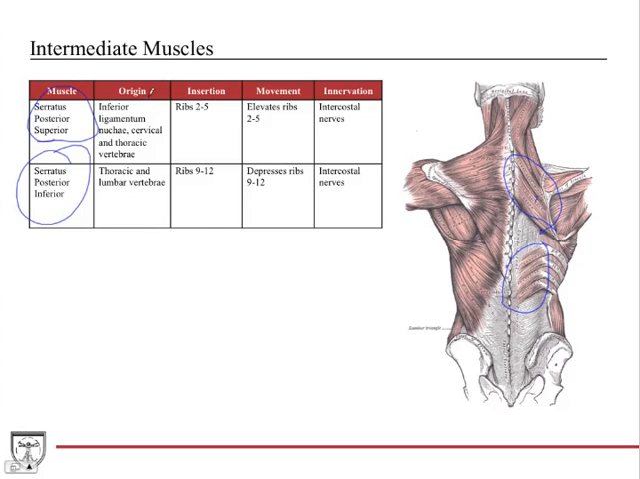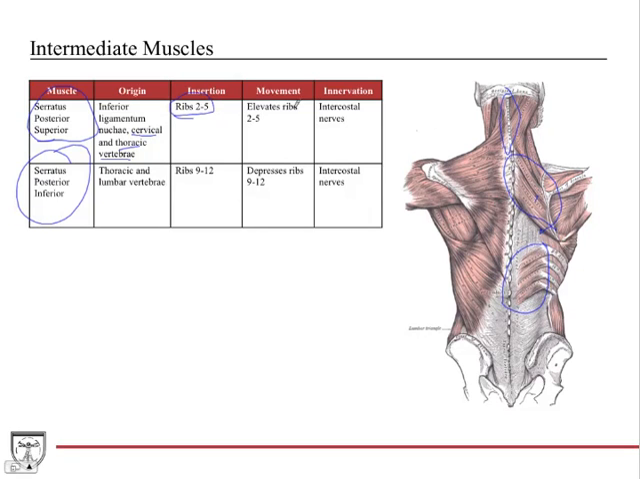They're very similar muscles. The superior muscle has an origin in the inferior ligamentum nuchae, which is the nuchal ligament, the ligament that runs along the tips of the spinous processes. It also originates in the cervical and thoracic vertebrae. Okay, then it inserts onto ribs 2 through 5, so up here.